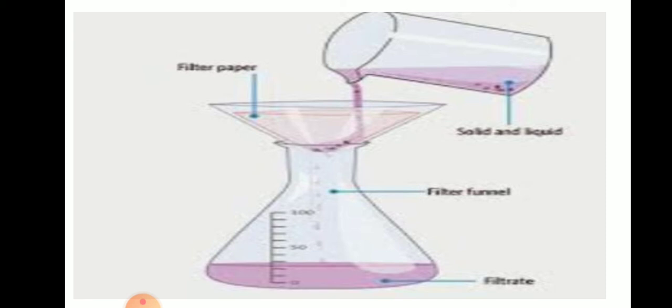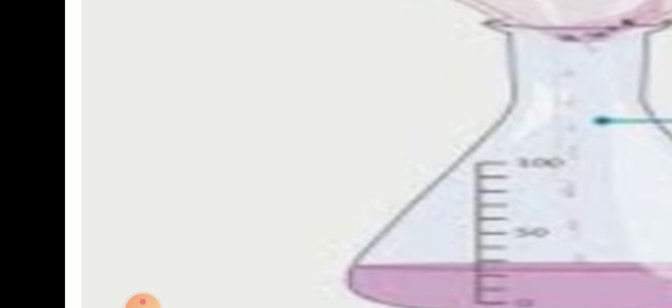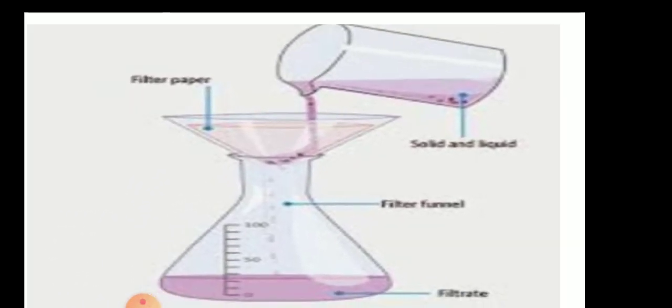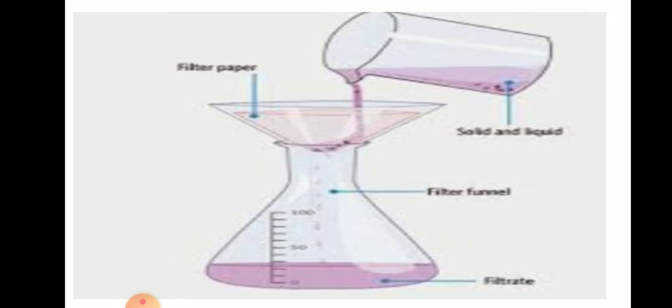In this filtration method, water with insoluble impurities is going to pass through this filter paper. There are tiny pores in the filter paper. You can see the tiny pores here, and they mainly allow the water to pass through but block the impurities. Filtration is generally used to remove the light suspended impurities from the water.